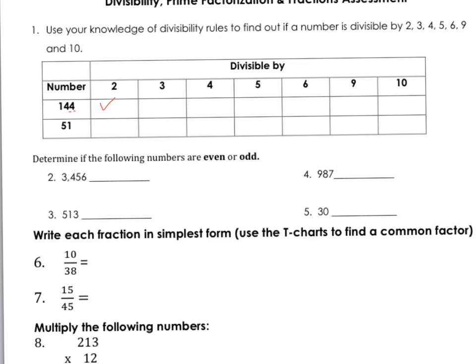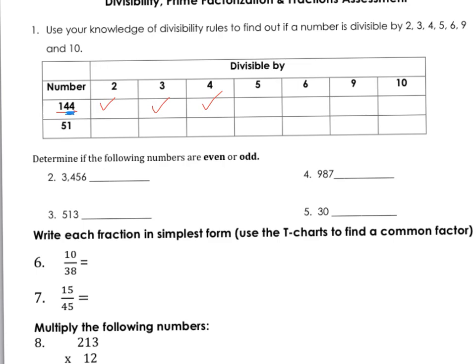4 is even. Remember, your even numbers are in blue on the number line, and red on the number line are the odd ones. Okay, is it divisible by 3? Well, let's add these digits together. 1 plus 4 plus 4, that's 9. 9 is divisible by 3, so 144 is. For 4, you look at the last two digits, 44. Is 44 divisible by 4? Yes, it is.